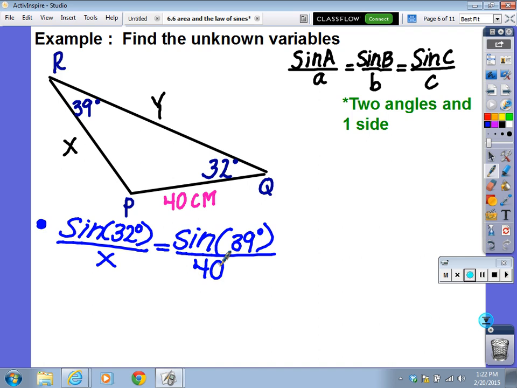Is everybody okay with how I did that? The sine of the angle with the side across from it. These ratios will end up being proportionate, so that's why we can set it up this way. Okay, so we're solving for x.